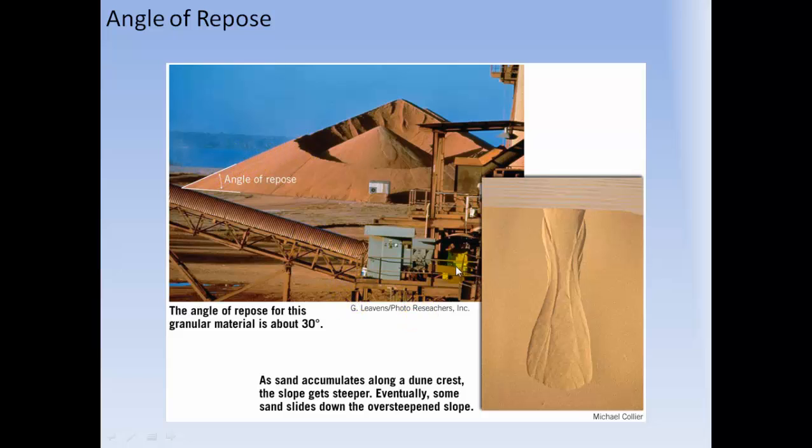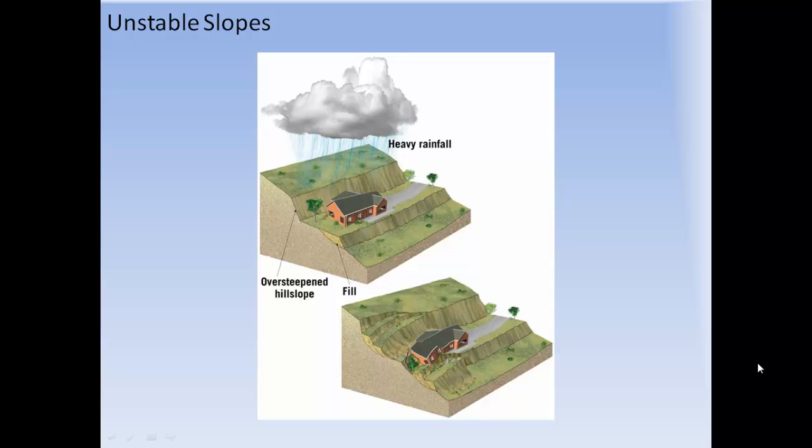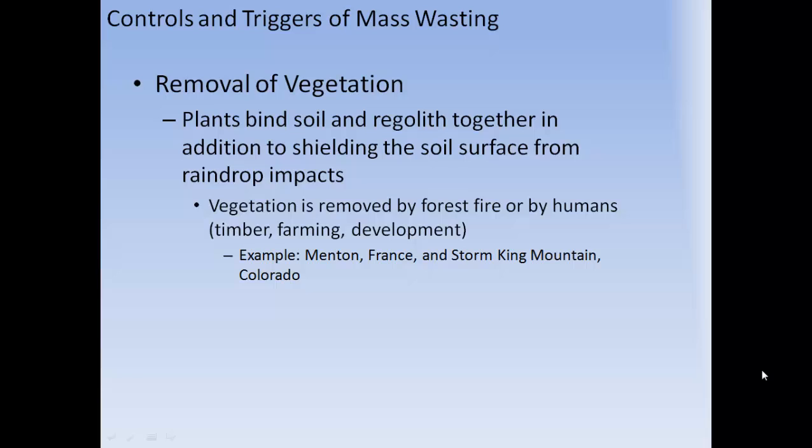Here, as sand accumulates along a dune crest, the slope gets steeper. Eventually, some of it starts to slide down. Here we have an oversteepened hill slope that was cut back to build this house, and if you have extensive rain, then you might have some instability and some mass wasting, and it could destroy your house.